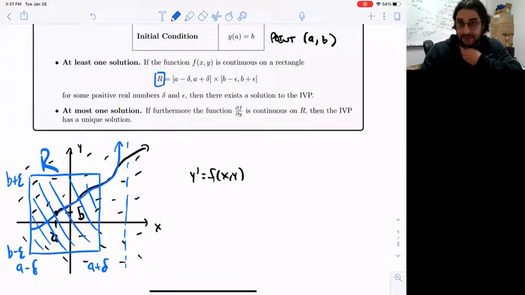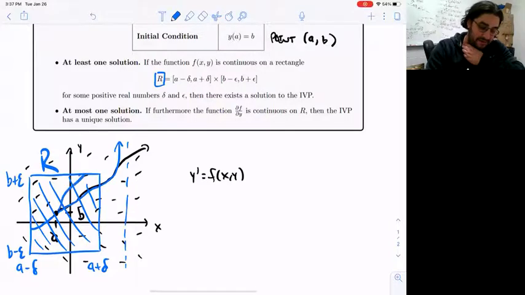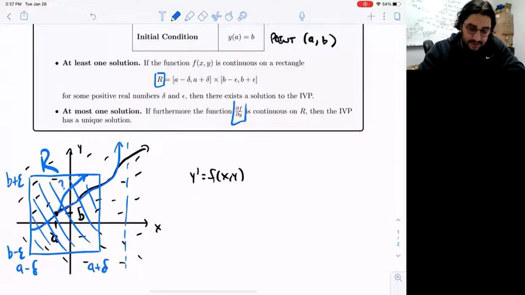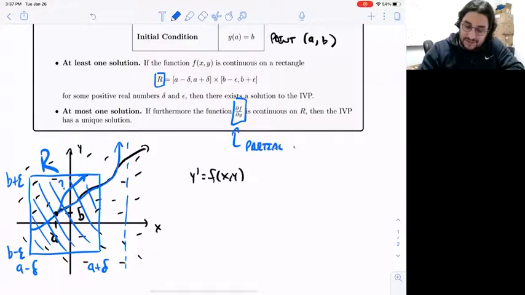So that's where the second bullet point comes in. How do you know there aren't multiple solutions? Maybe there's this, but then maybe you have another solution curve up here. Is there some second solution curve? So that's the second part of this theorem. If furthermore the partial derivative of f with respect to y, so that's this symbol here, partial derivative, notice there are little curly d's instead of straight d's.